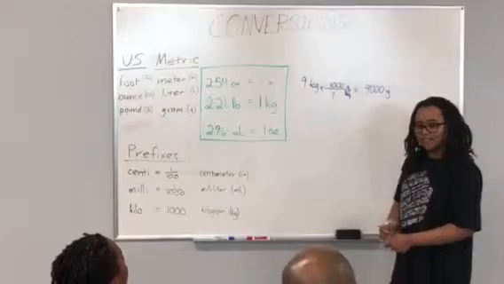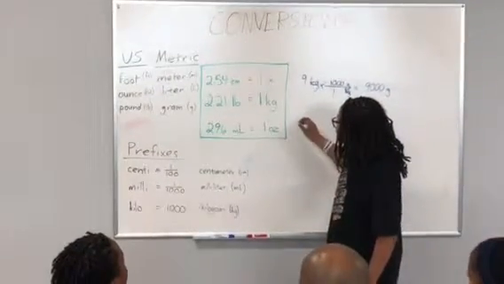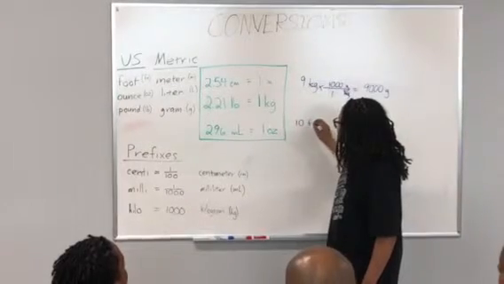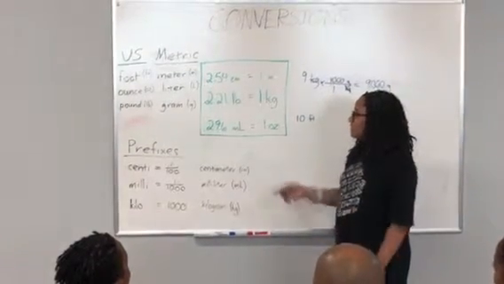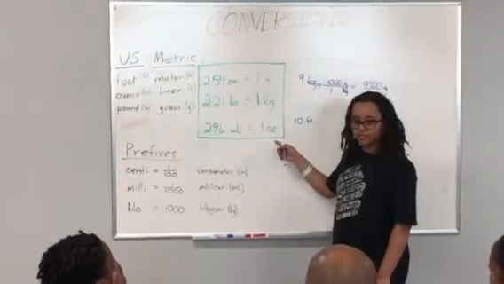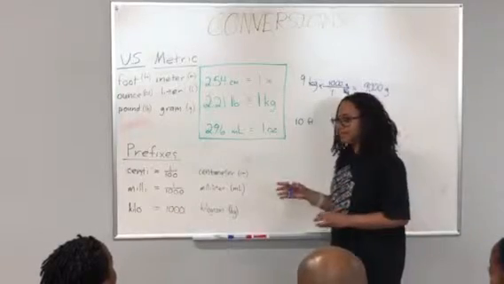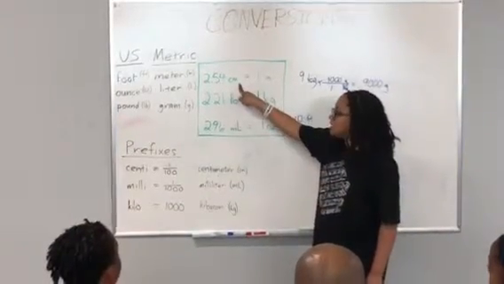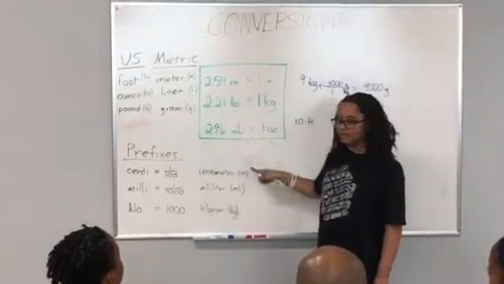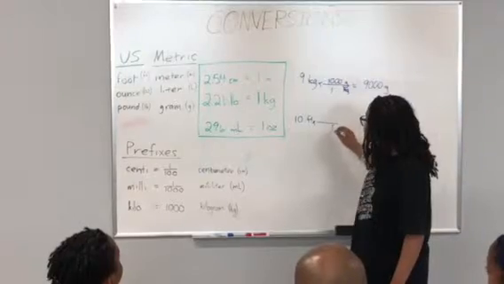Now for something a little more complicated. Let's say that you had something that was 10 feet long, but you want to find how many meters that is. Well, we don't have a straight feet to meters conversion, so we can take it one step at a time. We know feet to inches, and then we know inches to centimeters, and then we can find centimeters to meters.